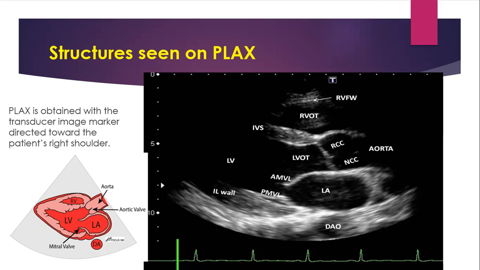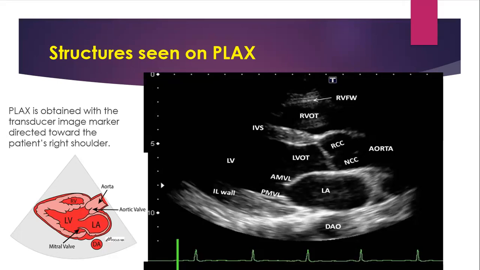At this point, you are able to see various structures like the left ventricle, the left atrium, and the interventricular septum, and the internal wall of the left ventricle. Then you see the posterior mitral valve leaflet and the anterior mitral valve leaflet, and you remember that the anterior mitral valve leaflet is a little bit longer than the posterior one. Then you can see the left ventricular outflow tract, and then the right coronary cusp, the non-coronary cusp, and the aorta.